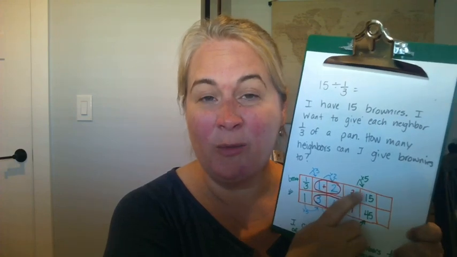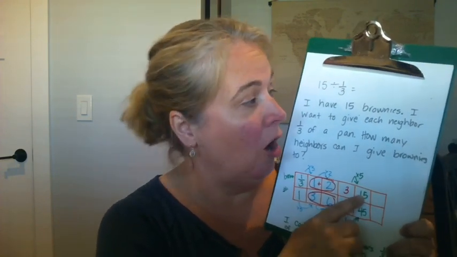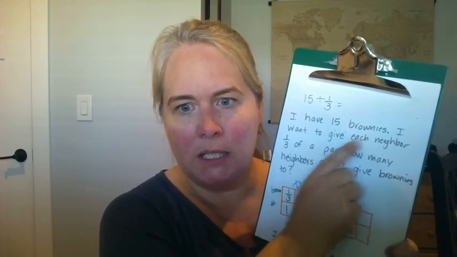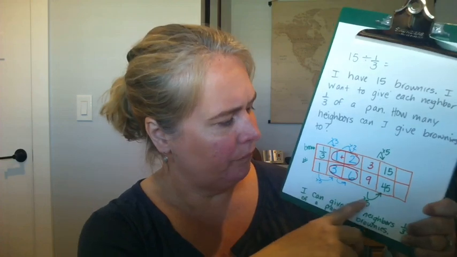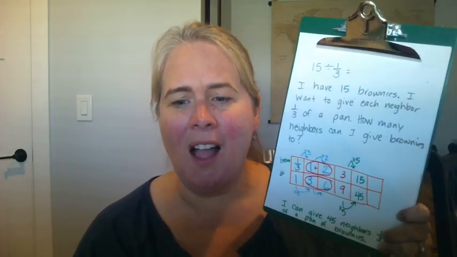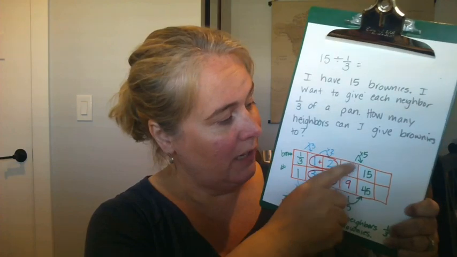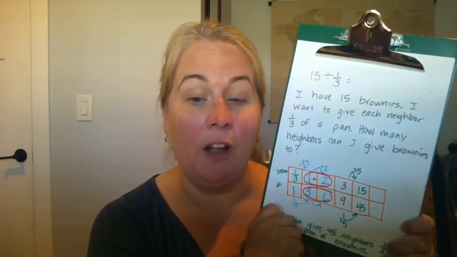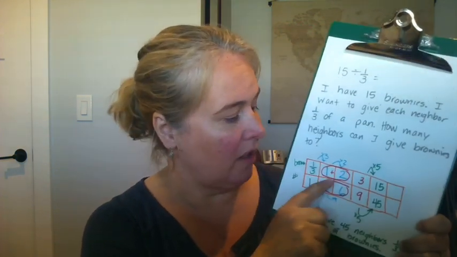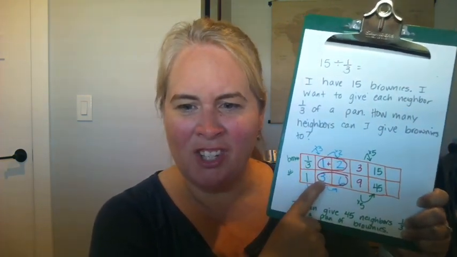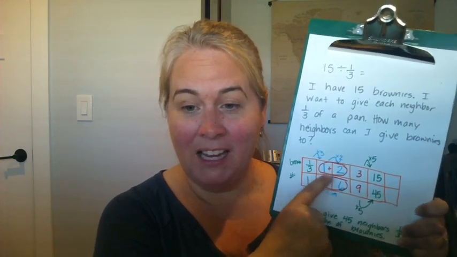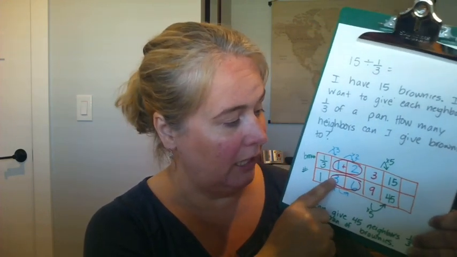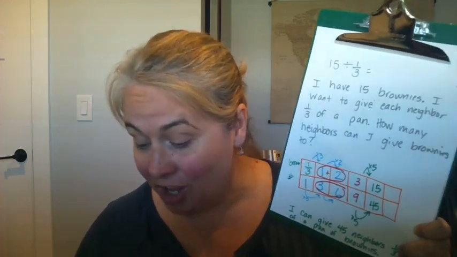Now I know that 3 times 5 is 15. And I know from my story that I have 15, should say pans of brownies. Oops. And so I multiplied 3 times 5 and got 15. And then I did 9 times 5 and got 45. Now some of you thought way back here, well, I could just do 1 times 15 and get 15, and I could do 3 times 15. That is also correct.